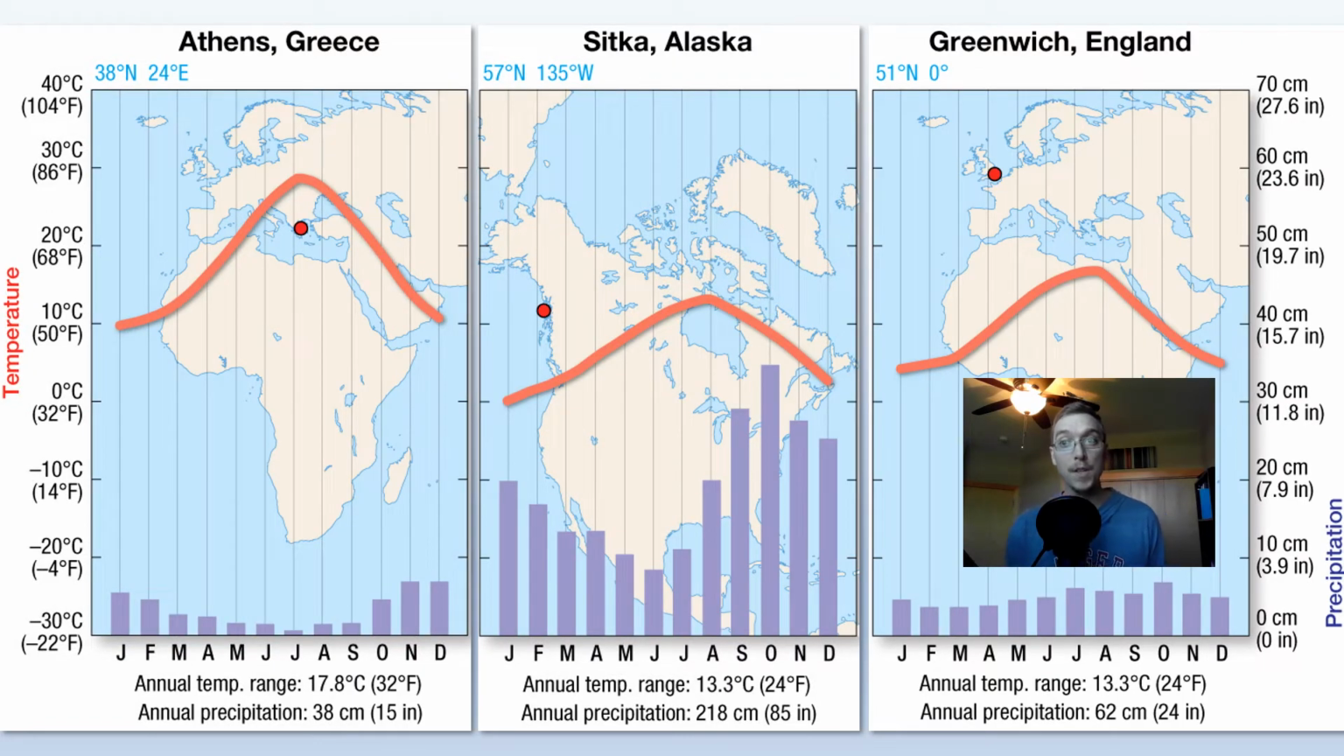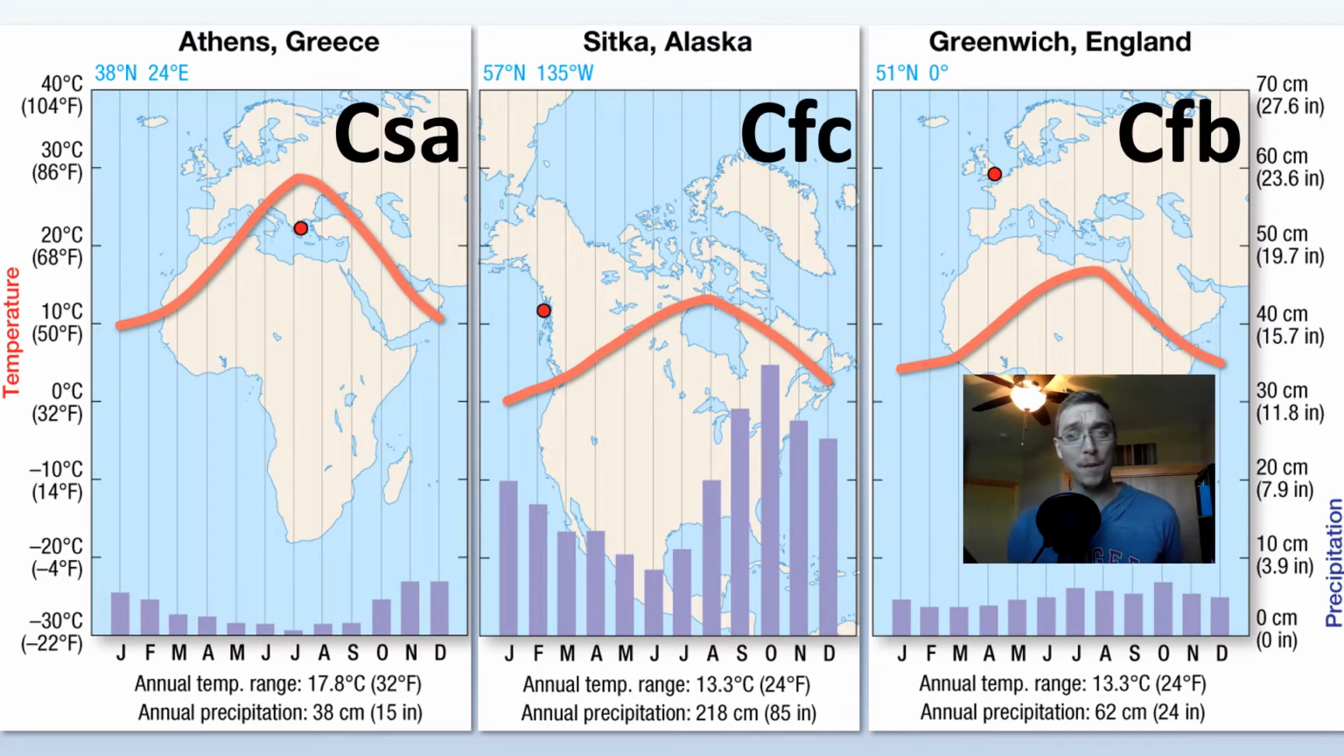Here are a few more C climates. Go ahead and pause the video while you reason out what Athens, Greece, Sitka, Alaska, and Greenwich, England fall under. How'd you do this round?